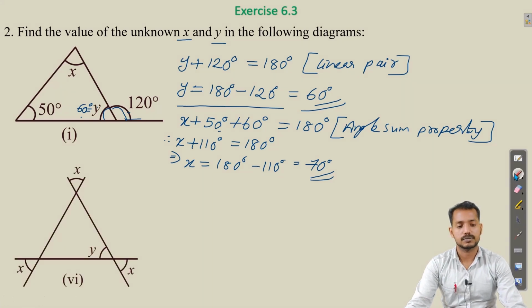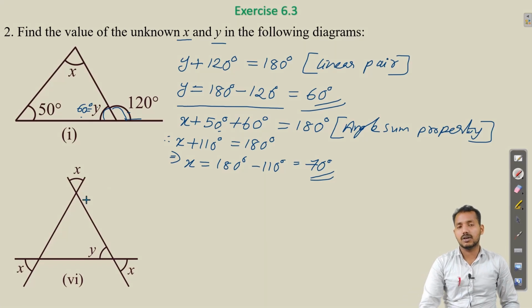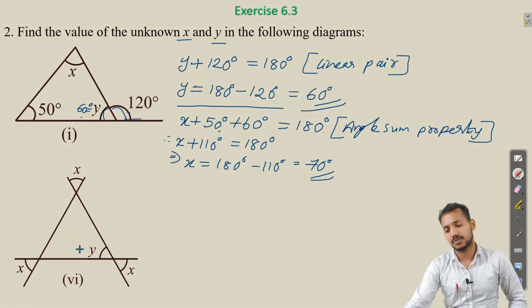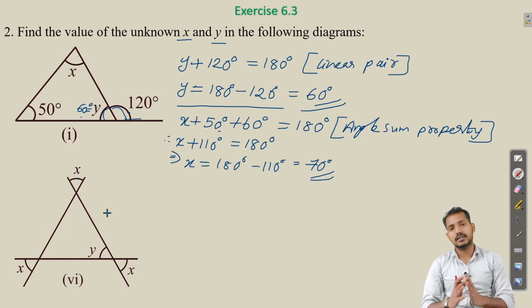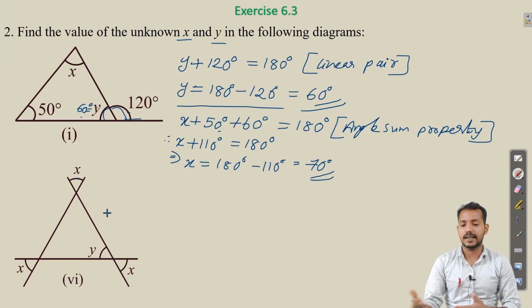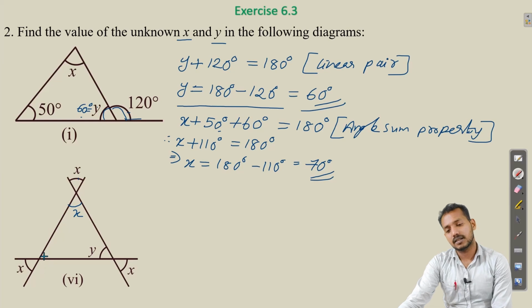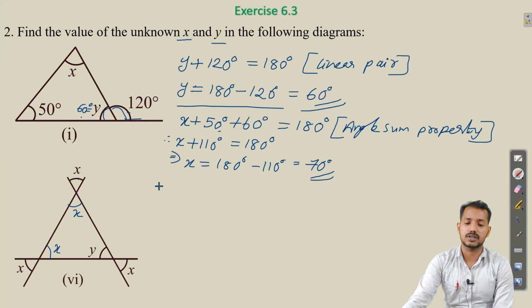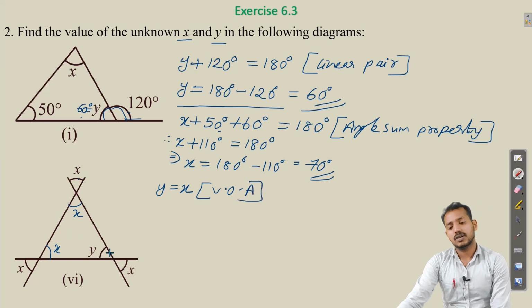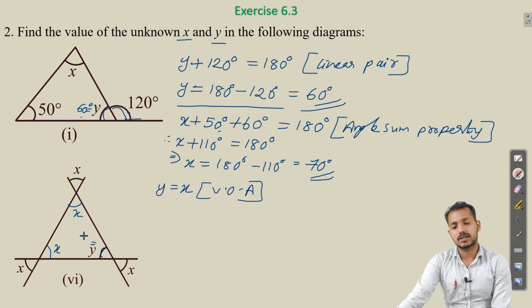Okay, let's take one more option. Option number 6. Here nothing is given, only x, y. Here how will you find the answer? Because nothing is given as a measurement of angle. Only x and y are given. What can you say about this angle? x, because vertically opposite. What can you say about this angle? x. What about y and x? They are vertically opposite, so y equals x, because vertically opposite angles are equal. So this becomes x. This angle also becomes x.